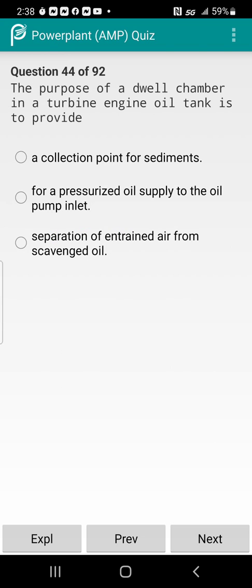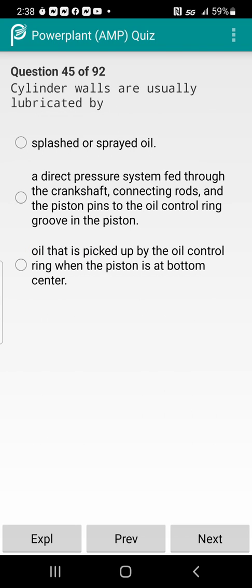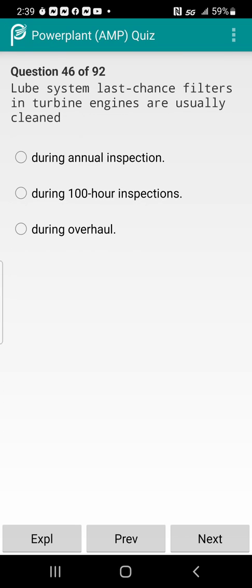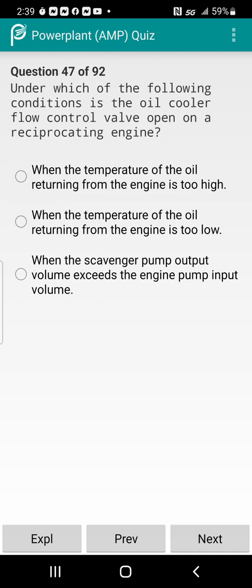The purpose of a dual chamber in a turbine engine oil tank is to provide separation of entrained air from scavenging oil. Cylinder walls are usually lubricated by sprayed or splashed oil. Lubricating system last chance filters in turbine engines are usually cleaned during overhaul.